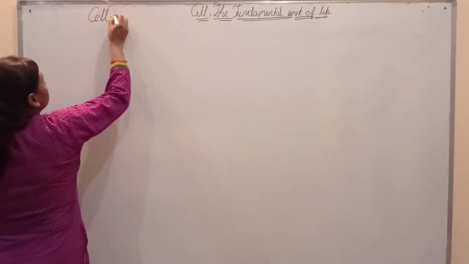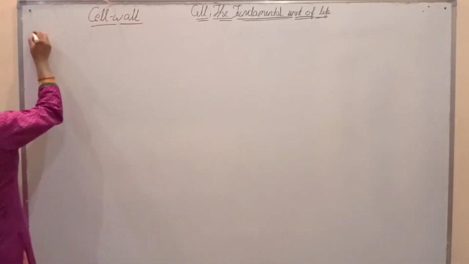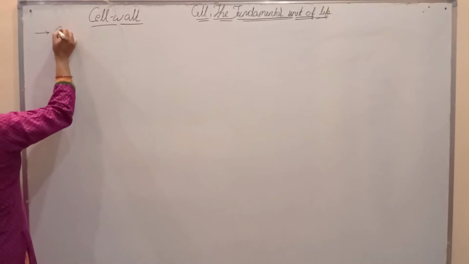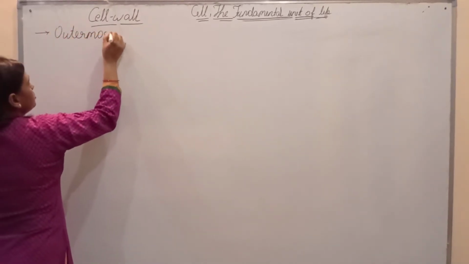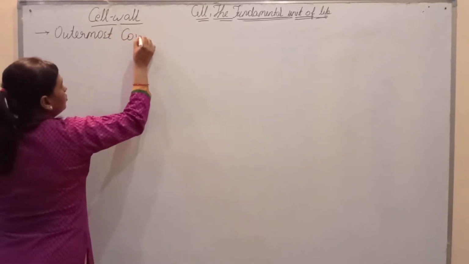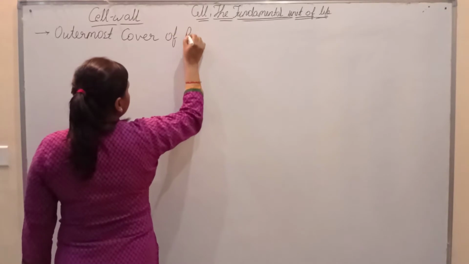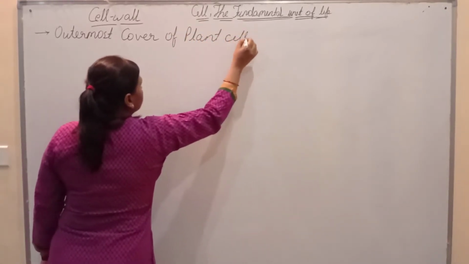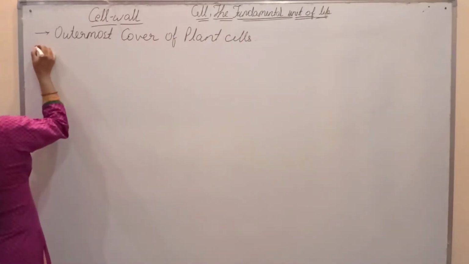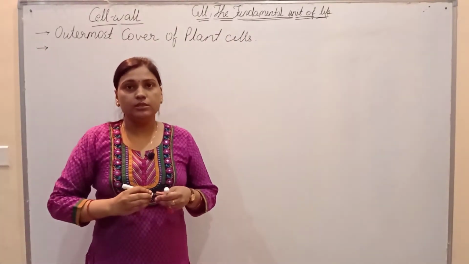Cell wall. It is the outermost cover of plant cells. And cell wall is absent in animal cell.